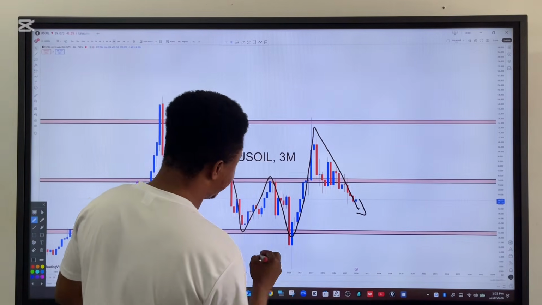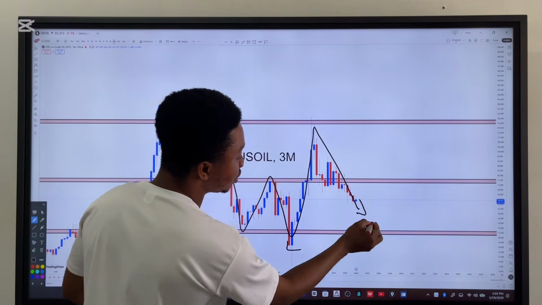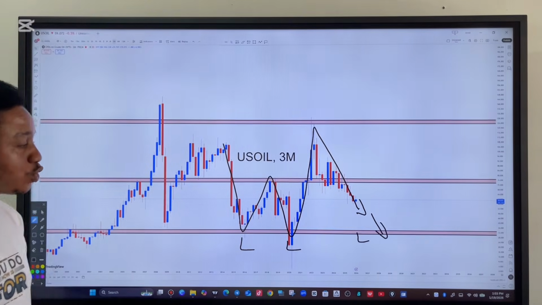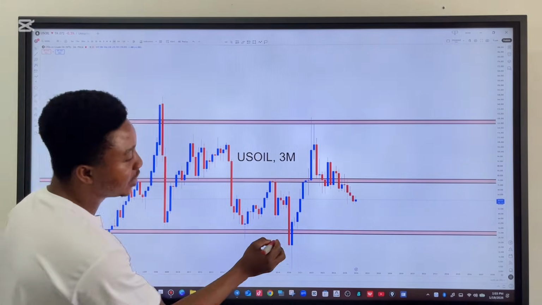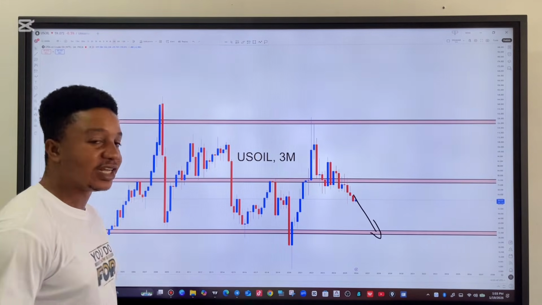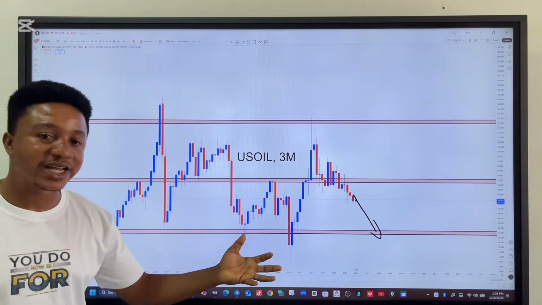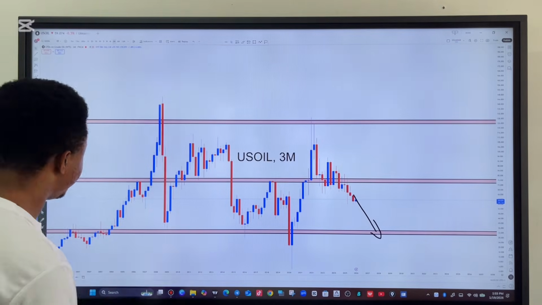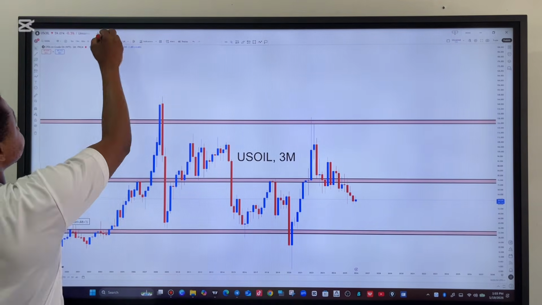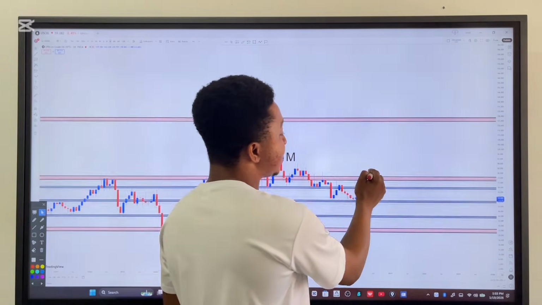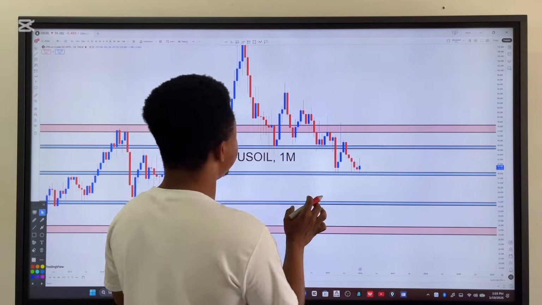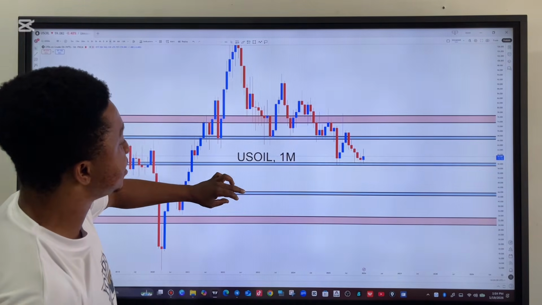Price is dropping all the way down to these previous equal lows. So how do we pick entries to sell to the downside here? Let's find out as we take it again to the monthly time frame of US oil. Alright, so this is the monthly time frame of US oil. Let's put meaning into it.